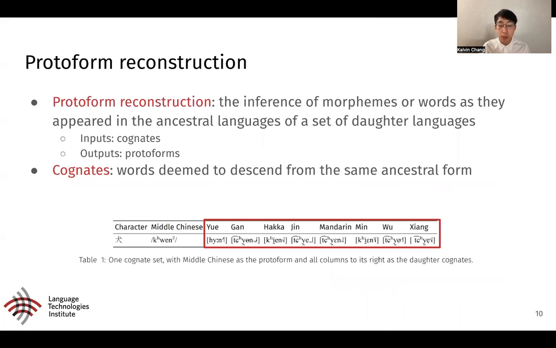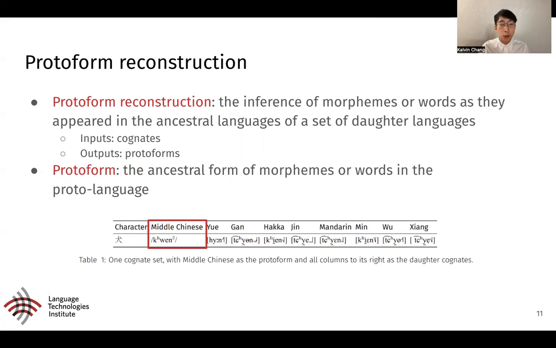It is possible to recover the pronunciations of these original characters in Middle or Old Chinese through protoform reconstruction. Protoform reconstruction is the inference of morphemes or words as they appeared in the ancestral languages of a set of daughter languages. The inputs to the reconstruction are sets of cognates, while the outputs are protoforms corresponding to each cognate set. Cognates are words deemed to descend from the same ancestral form, while a protoform is this ancestral form that exists in the proto-language. In our case, we're trying to predict protoforms in Middle Chinese.